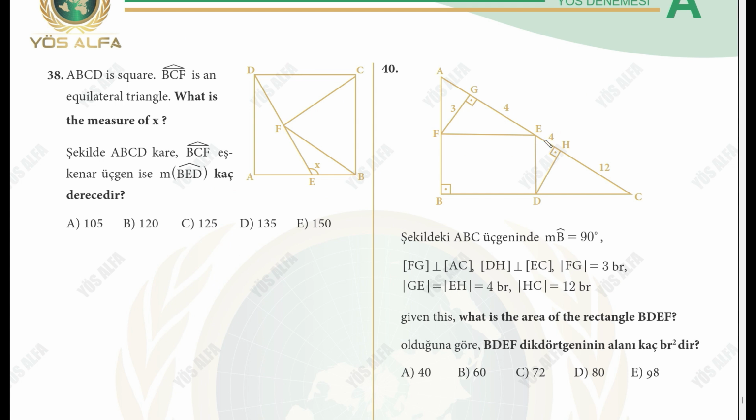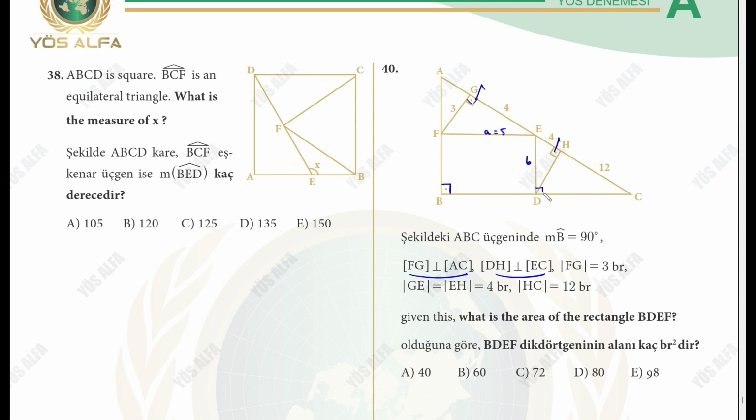So the answer is D. 40. In the triangle ABC, this 90 is given and the two perpendicular sides are given here and there. FG is 3, GE is 4, HC is 12, so everything is complete. So the area of rectangle BDEF is asked. To find the area of this rectangle, we should know A and B. So from the triangle FGE, from the Pythagoras theorem, this is 3, that's 4, so A must be 5.